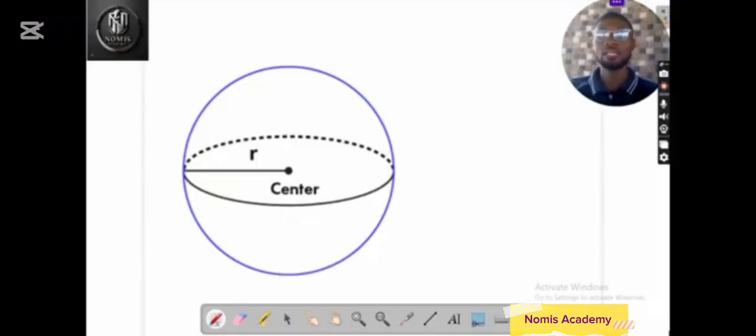This time we'll be dealing with volume of a sphere. Volume of a sphere. Yes.